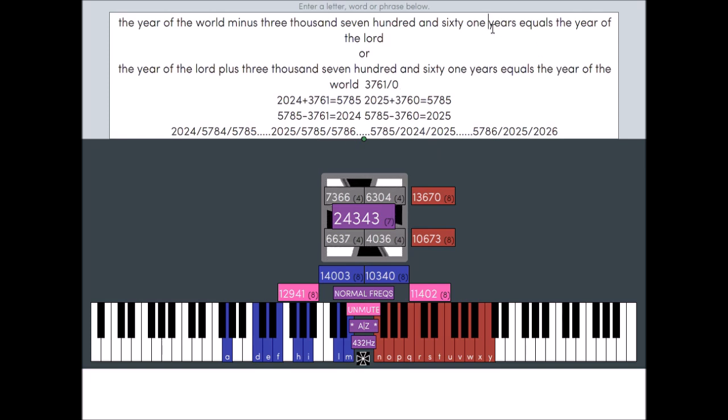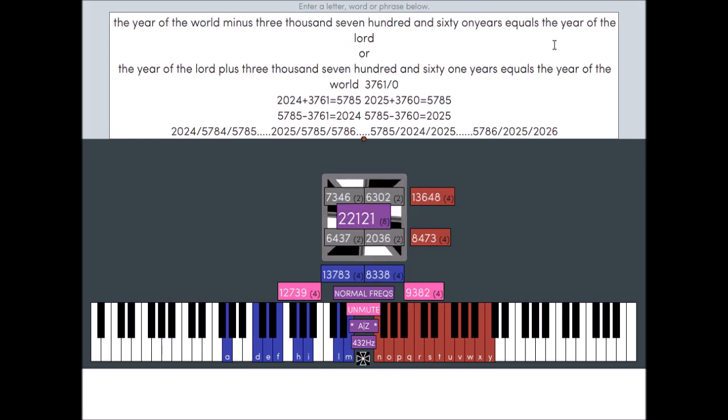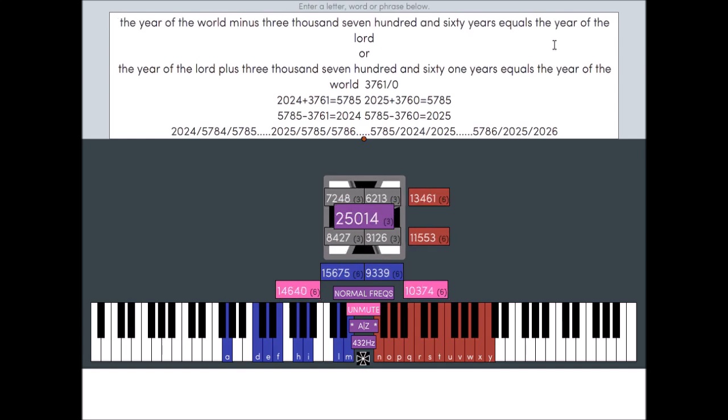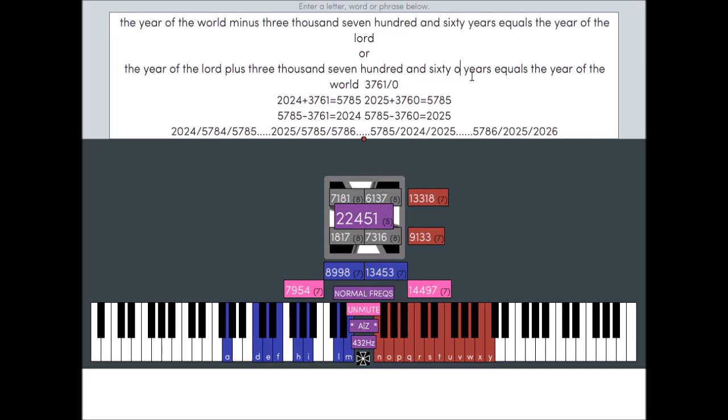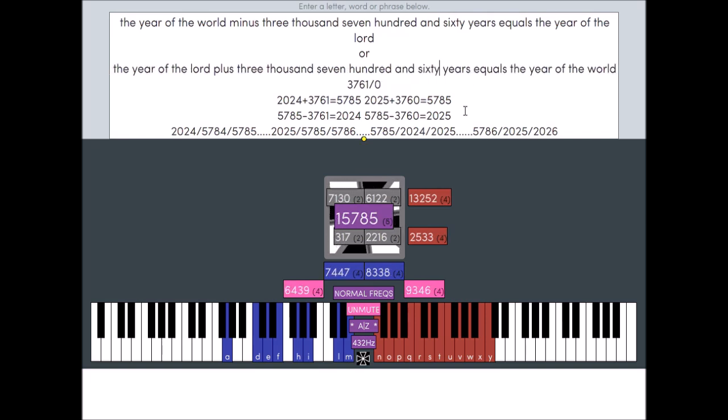So real quickly, we're going to subtract 1 and 1. For the other version, and here is our other truth. And again, it is relating to our exact time right now. We're in the Anno Mundi year of 5785.